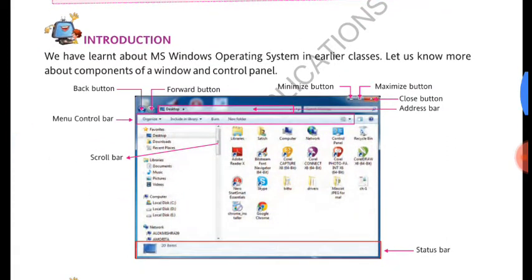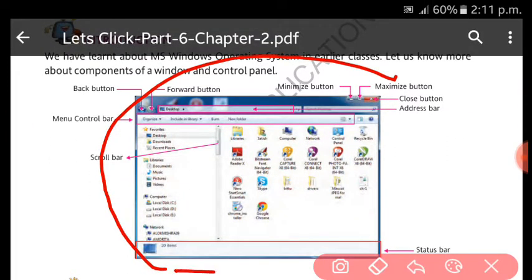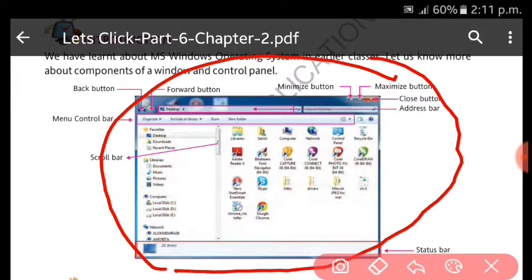So this is the structure of a window. I'm not talking about Windows, I'm talking about a single window. In a window, you can see at the top the back and forward buttons. And here, the minimize, maximize, and then close buttons. This is minimize, this is maximize, and this is the close.